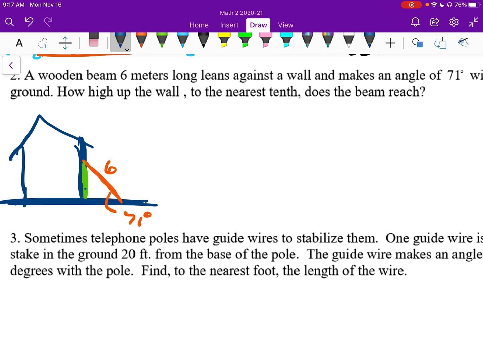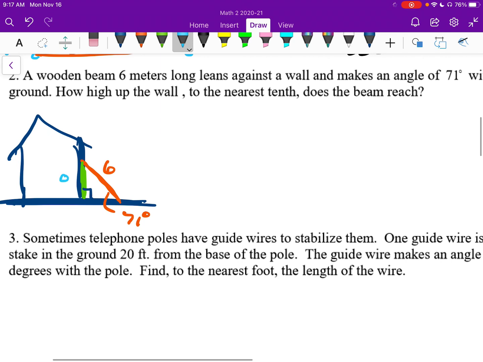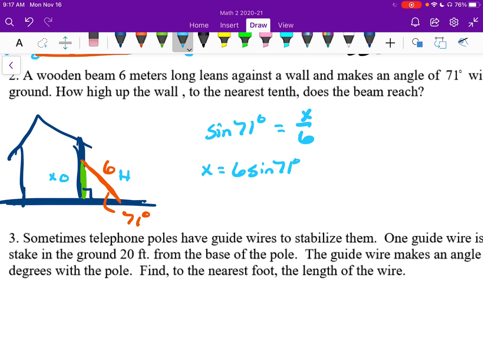So hopefully our house is square, so hopefully there's a right angle there. So this will be the side opposite. Here's the hypotenuse. So opposite and hypotenuse is sine. So sine of 71 degrees is opposite, we'll say that's our x over 6. So x equals 6 sine 71. And I type that in, 6 sine of 71 is going to be 5.7. This is meters. All right, there we are.